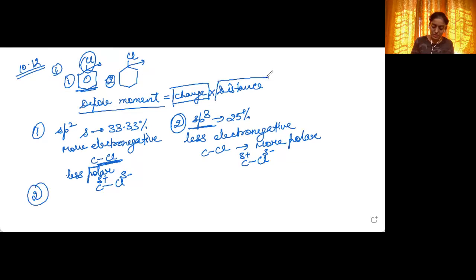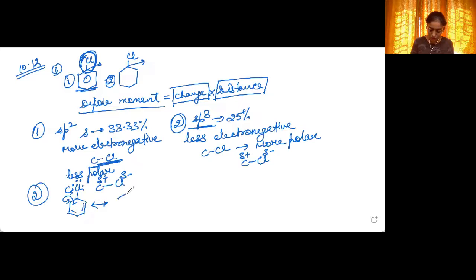Second factor is the distance. That is, what is the distance between the two atoms which are involved in the formation of the polar bond. Now, when we are talking about chlorobenzene, the lone pairs of electrons on the chlorine atom are in conjugation with the pi electrons of the benzene ring. This means resonance will occur.